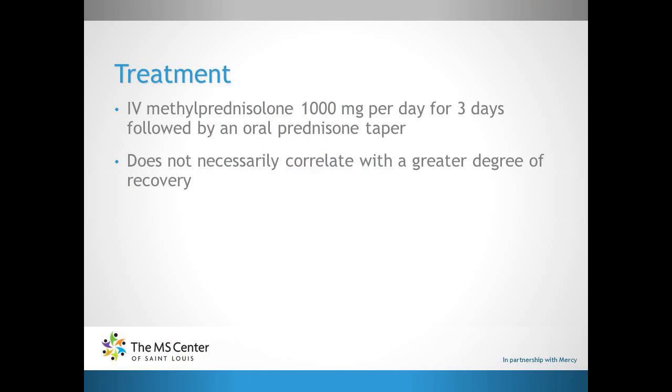The patients who did the best had 3 days of IV methylprednisolone. That's 1,000 milligrams a day for 3 days in a row. In that trial, it was divided up into 4 doses over the course of the day. But in today's day, we usually give 1 dose at a time. We found that people tolerate that very well. And then followed by an oral taper. The taper that was used in that particular trial was 2 weeks of high-dose steroids based on your weight, and then a quick taper off.